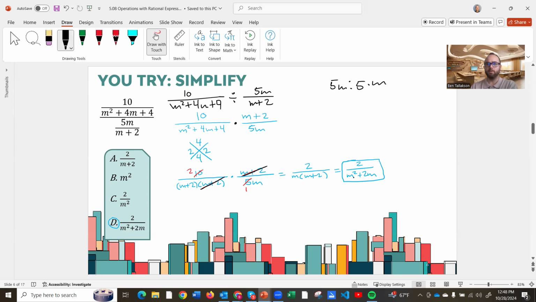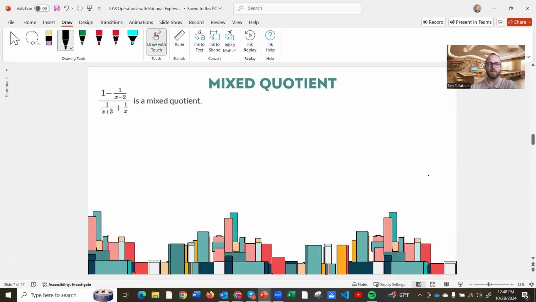If you wanted to find the domain restriction here, how would you do that? Well, you would need to take this and set it equal to 0. But we're not worried about that right now. What we are wanting to focus on is a mixed quotient. Why is this mixed? Well, look at this.